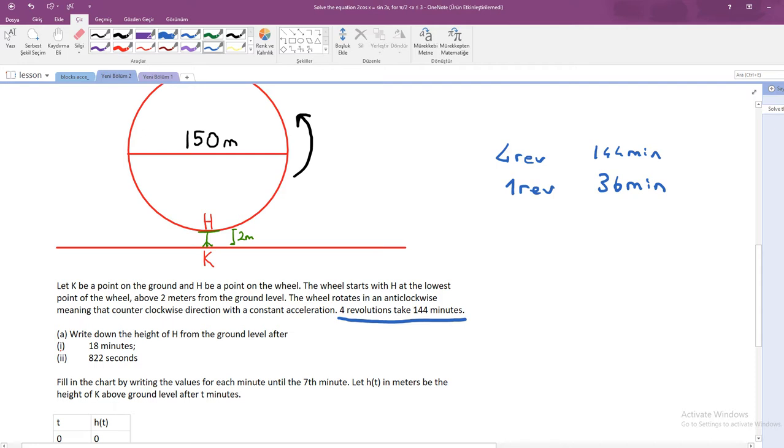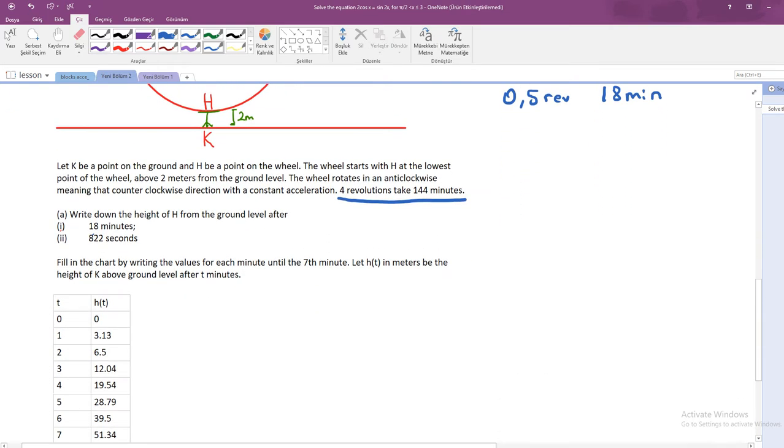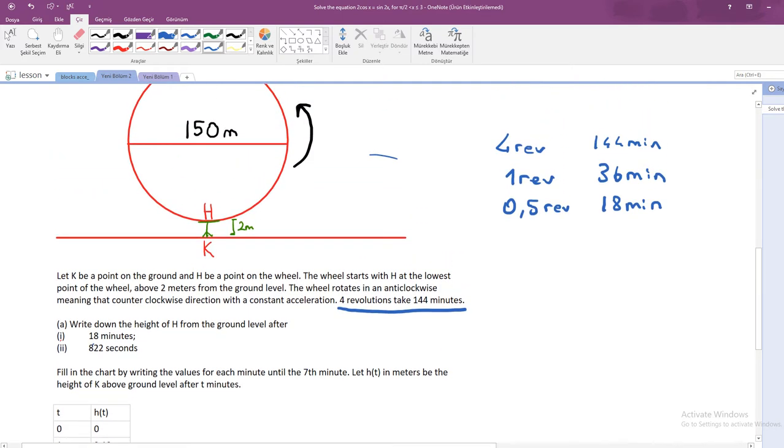And we're asked, in 18 minutes what will be the height. It's very simple. 18 minutes, it will get harder, trust me. 0.5 revolutions, meaning that it will come to the top, right? Just here. So it will be 150 plus the diameter plus 2 meters. It will be 152 meters from the ground.